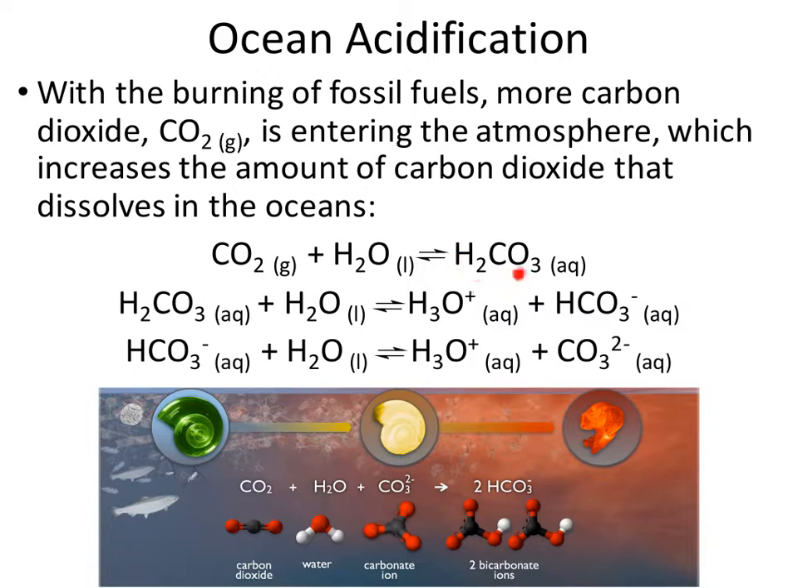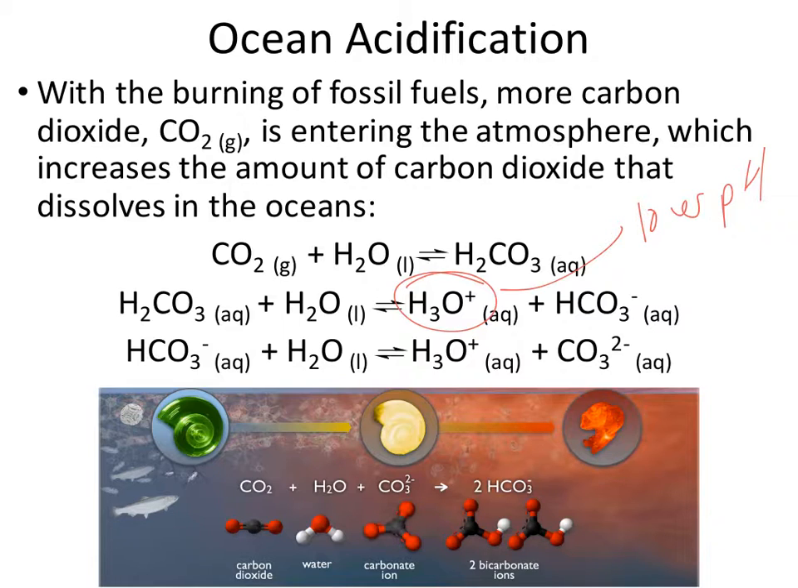Now, if we produce more of that over here, for example, that will mix with more water. And again, LCP will tell us that if we have more of this, we're going to see an equilibrium shift to the right. So we create this hydronium ion, which is just H plus reacted with the water. In this case, what this is going to do is lower the pH of our water. It's becoming more acidic.